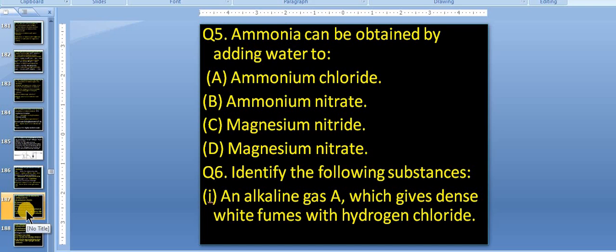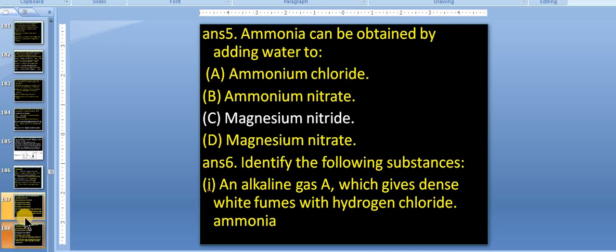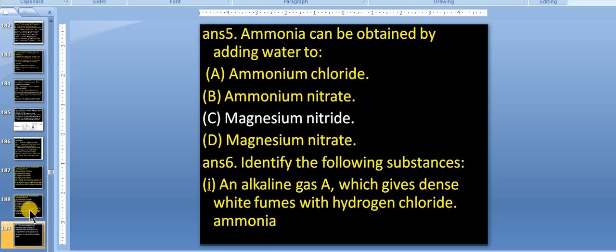Okay, so now the next question: ammonia can be obtained by adding water. The answer you have written already: it is magnesium nitride, Mg3N2. And the next question, identify the following substance, an alkaline gas which gives dense fumes. This also you will give the right answer, I know. The answer is ammonia. Fine.